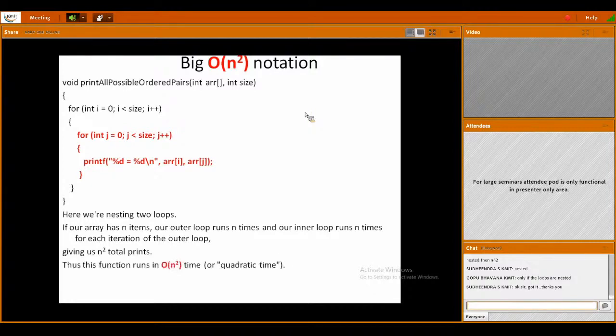Therefore, this function, Raghavendra, I hope you are trying to understand when you ask me whether we are going to convert the code into fx, right?